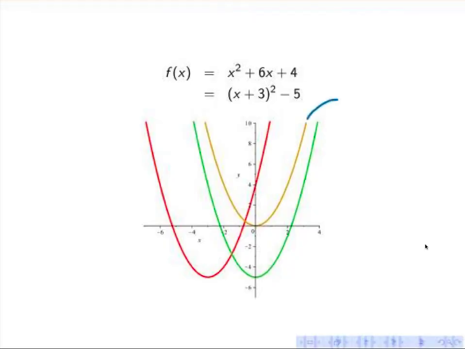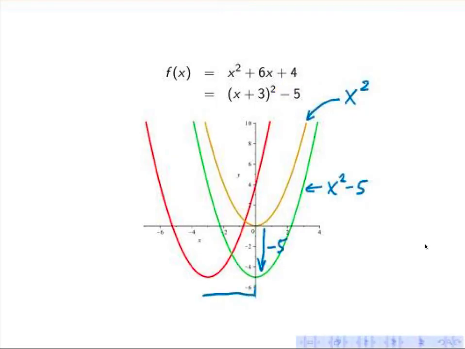Well, first of all, I started with the normal parabola x². So this is the brown curve. It touches at 0, it is the normal parabola. And then here I shifted down by −5 to get the green curve. So the green curve is x² − 5. So that is the vertical shift of −5.